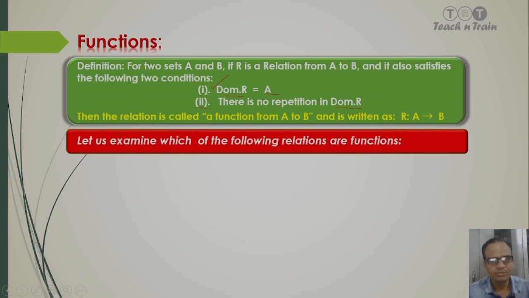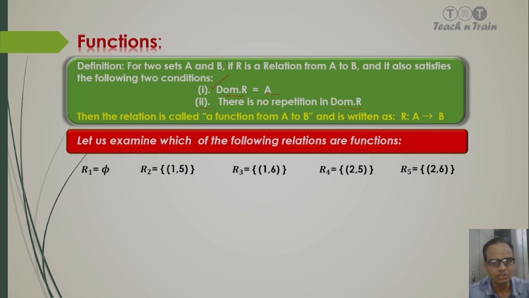In the previous topic of relation, we solved an example in which we found all possible relations in A cross B, and let's now check how many of those relations qualify to be a function. If we check the relation number 1, R1, we can see that there is no element, so the domain of R1 is empty. Hence the first condition has failed, so R1 is not a function.